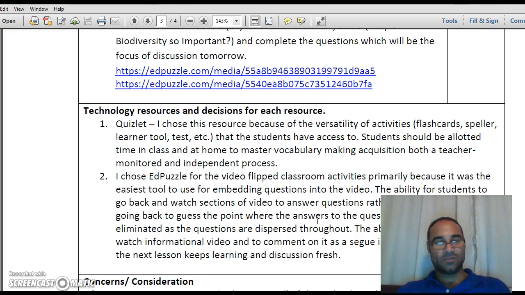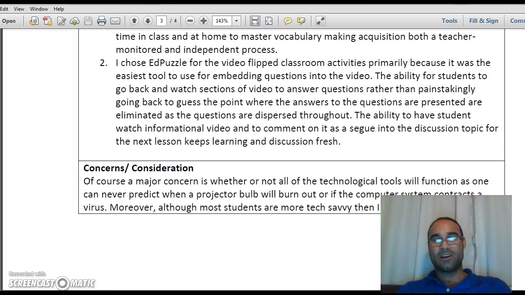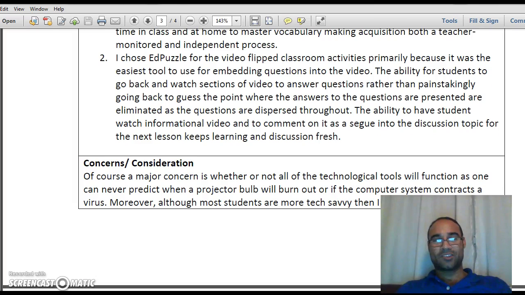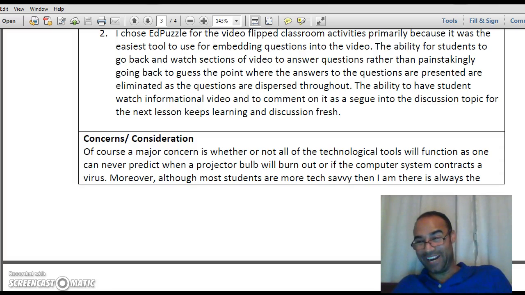So the ability to have a student watch an informational video and comment on it as a segue into the discussion topic for the next lesson keeps learning fresh and also prepares students for discussions. My concerns, of course, the major concern is whether or not all the technological tools will function, as one can never predict when a projector bulb will burn out or if the computer system contracts a virus, which has happened before. It had to move to another classroom.